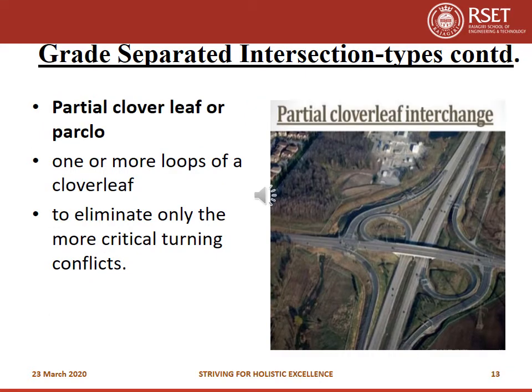This is another type of grade separated intersection. Its name is partial cloverleaf intersection, or in short par-clo. So here you cannot see 4 loops as in the case of full cloverleaf interchange. So if one or more loops of a cloverleaf is present, then it is known as partial cloverleaf interchange. The directions of movement of vehicles are the same as in the full cloverleaf interchange shown in the previous slide.